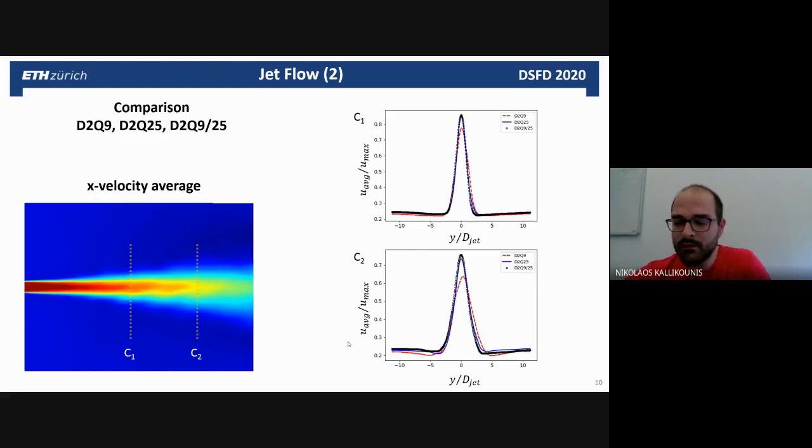The blue lines on the plots correspond to the D2Q25 case, the red to the D2Q9, and the squares to the multiscale run. The multiscale behavior shows good agreement with the D2Q25 simulation, with small deviations occurring at larger distances from the inlet, while the D2Q9 simulation has significant differences in the results.